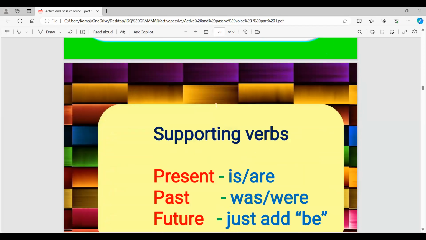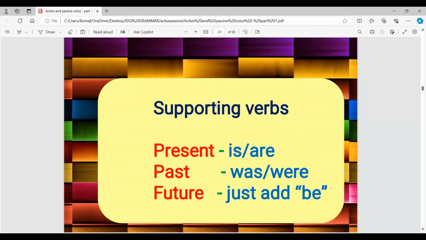Now this is very important. You can note down what supporting verbs you can use in present, in simple past, and in future. If it is present, we only have to use is, am, are. If it is past, we have to use was and were. And if it is simple future, then we have to use only be. Okay. Done? Now I'm coming to the main part.